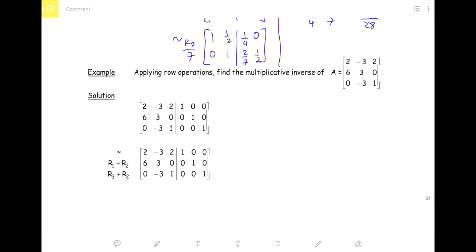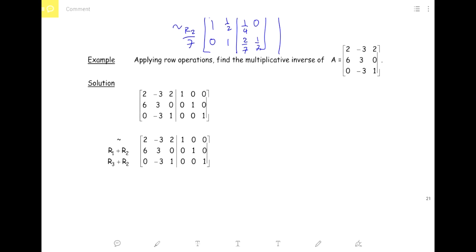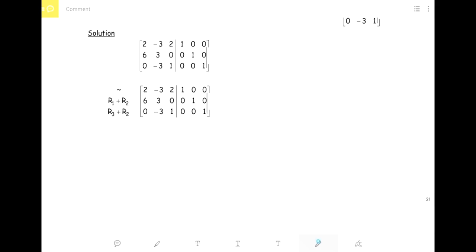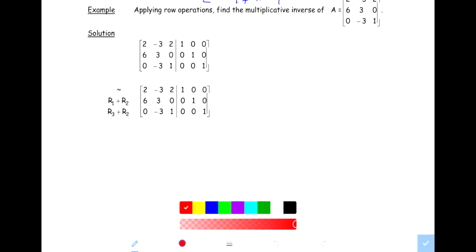Okay, next one. Whoa, it's a big one now. Again, you want to find an inverse, right? The multiplicative inverse is that A inverse. So that's your A, and you want to find its inverse. Oh, it's a big one. Okay, let's start.